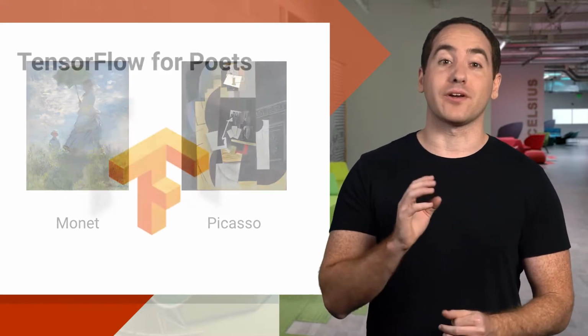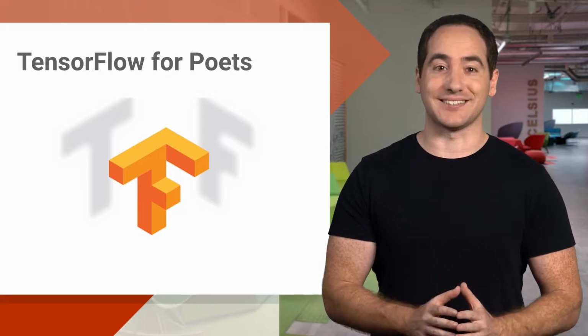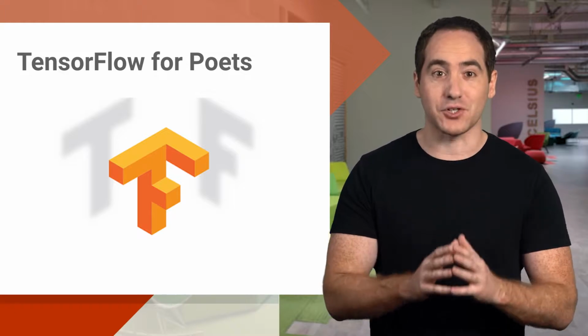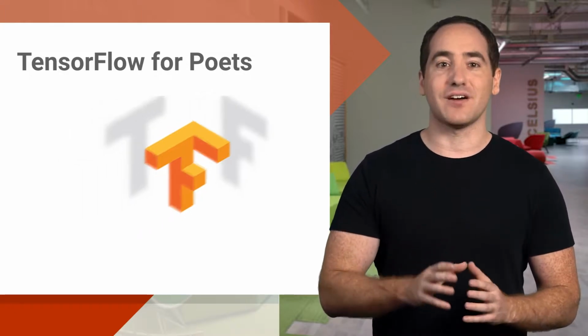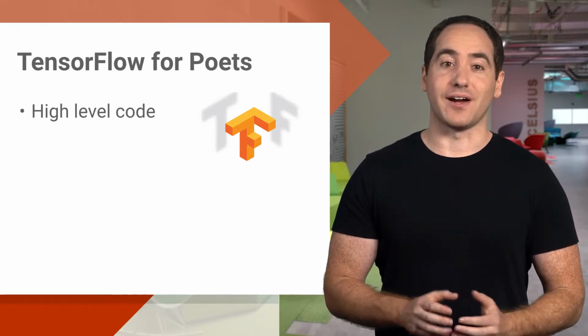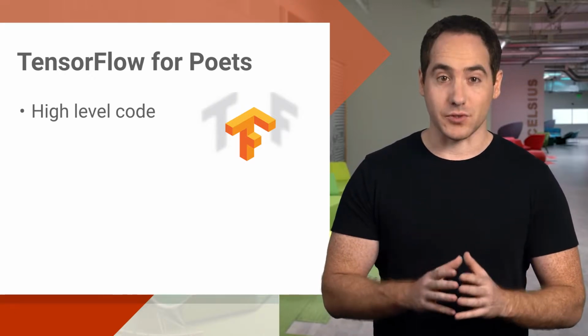To do that, we'll work with a code lab called TensorFlow for Poets. And this is a great way to get started learning about and working with image classification. Now, two things off the bat. First, this code lab is high level. To train our classifier, we'll basically just need to run a couple of scripts.